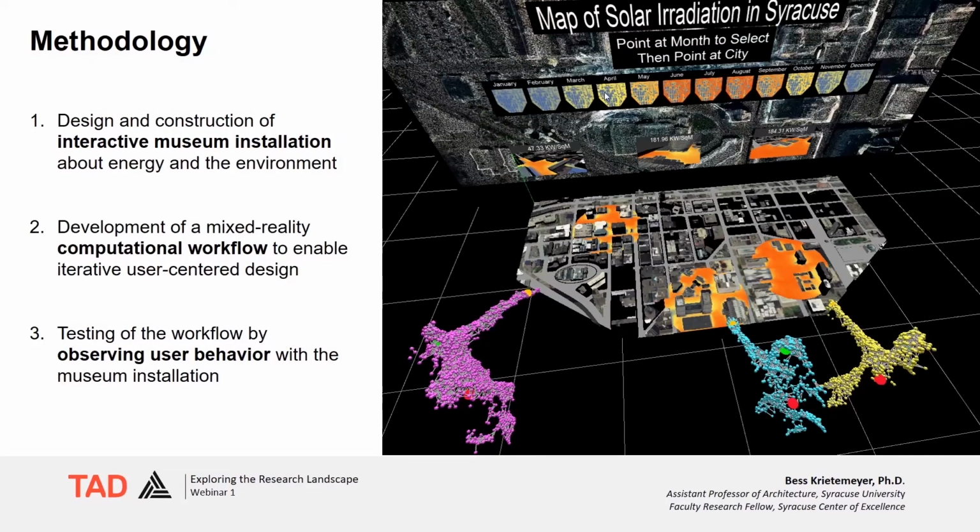The methodology involves 3 interconnected steps. So one is the design and construction of an interactive museum installation about energy and the environment. 2 is the development of a mixed reality computational workflow. And 3 is the testing of the workflow by observing user behaviors with the installation itself.